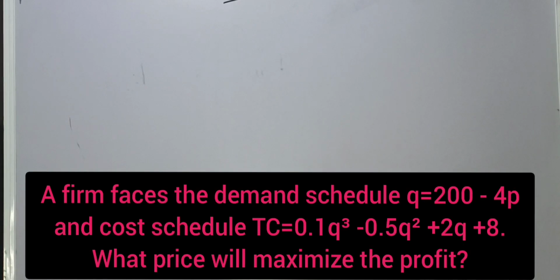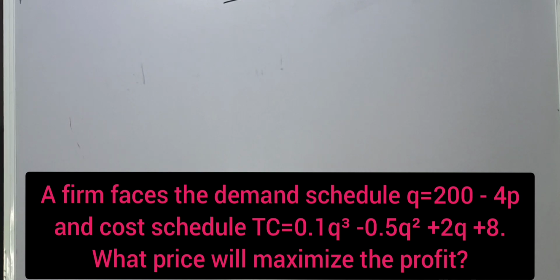Let's look at the application of differential calculus in economics. A firm faces the demand schedule Q = 200 - 4P and cost schedule TC = 0.1Q^3 - 0.5Q^2 + 2Q + 8. What price will maximize its profit?